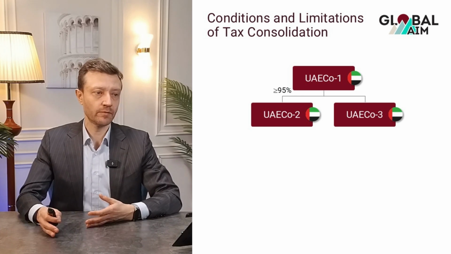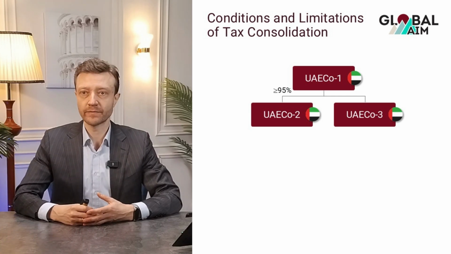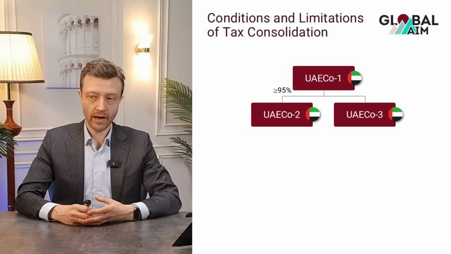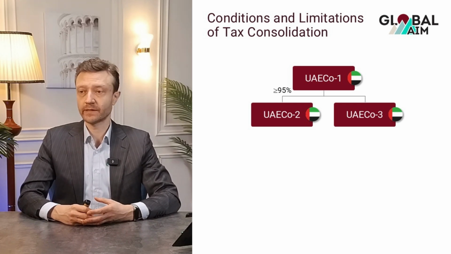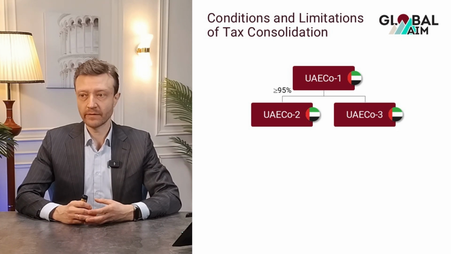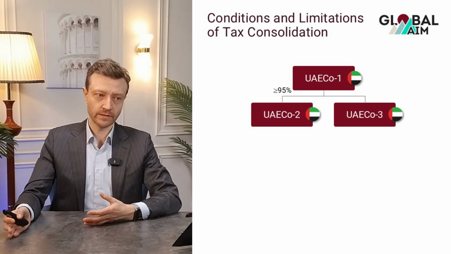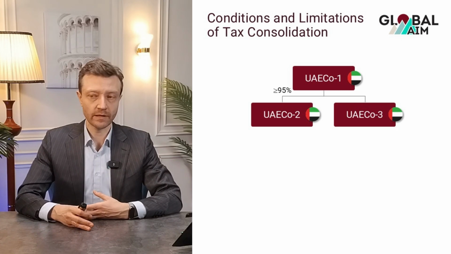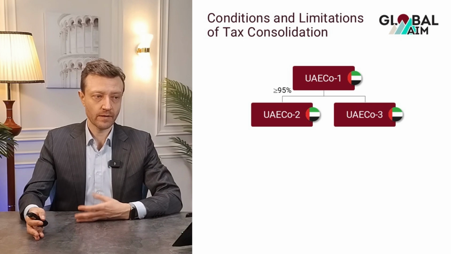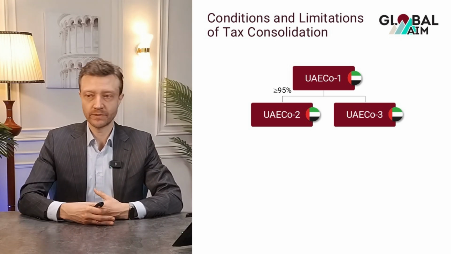So let's consider a couple of examples. On the slides, you see that there is a parent company in the United Arab Emirates, which has two subsidiaries also in the United Arab Emirates. As long as the 95% threshold is met, as well as other conditions, these companies can form a tax group, or they may decide that only the parent company and one of the subsidiaries form a tax group and the other subsidiary does not join.